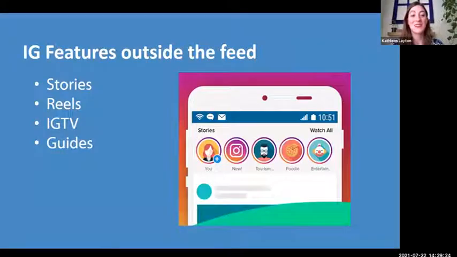Okay, so shifting gears, I'm going to briefly touch on other Instagram features: stories, reels, IGTV, and guides. These content types are unique from standard feed posts, but they all offer something beneficial to users. While these are different in functionality, the same driving principles that we've discussed in the feed largely apply to these as well.